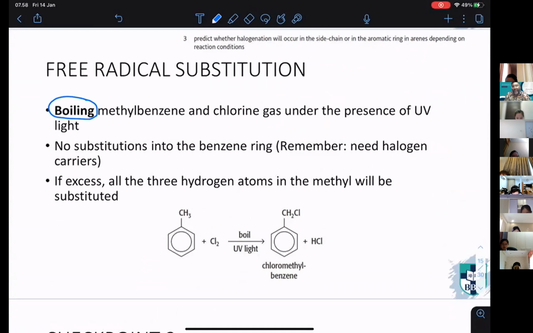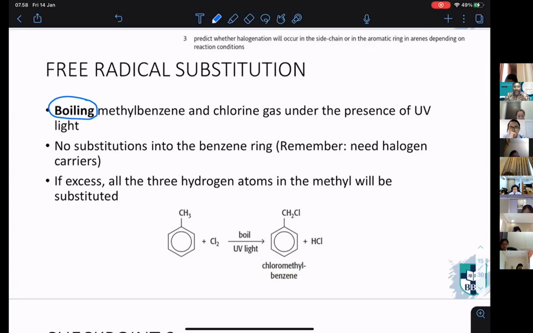But do remember, I told you that benzene or whatever has the benzene ring, which gives aromatic stabilization. Generally they are a bit difficult to react. They're stable, so you need a slightly more extreme condition for it to react, even though it's free radical substitution. So they do react with chlorine gas.